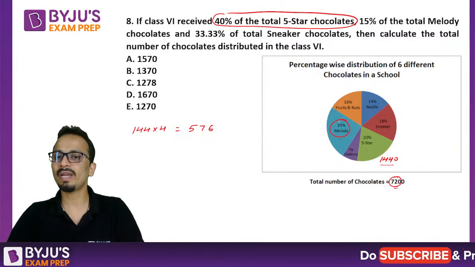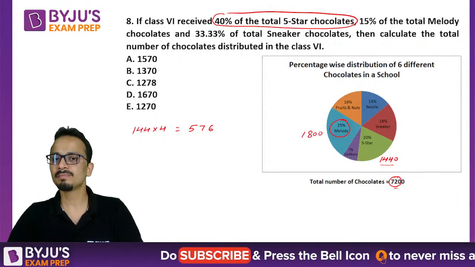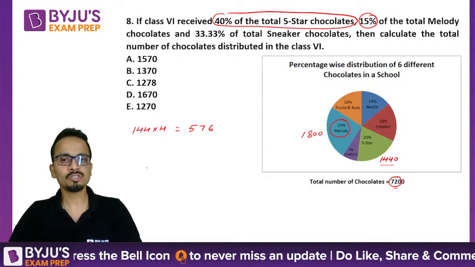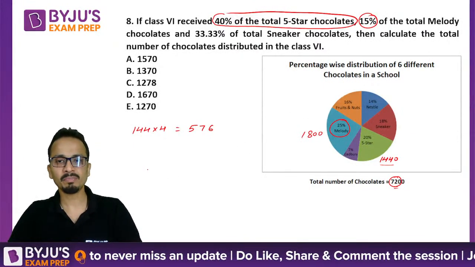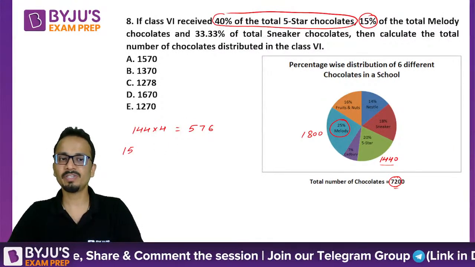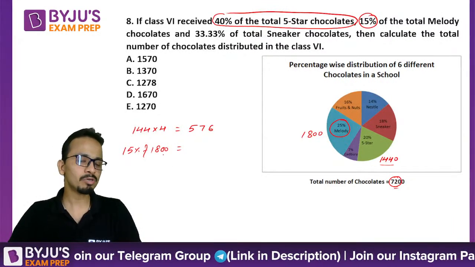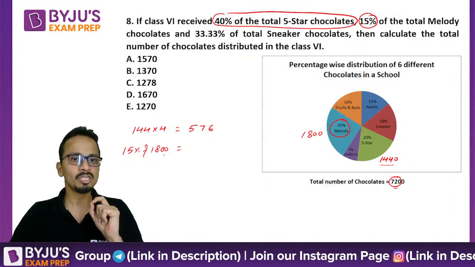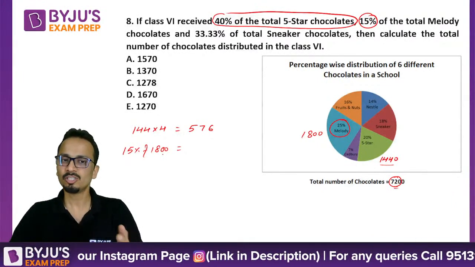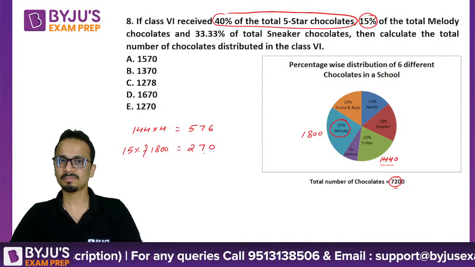Now Melody is 25%. So 25% is 1800. Now I need to calculate 15% of this. So 15% of 1800 will be 270. So 1800 का 10% 180 होगा. 10% is 180. 5% will be 90. So this value will be 270.